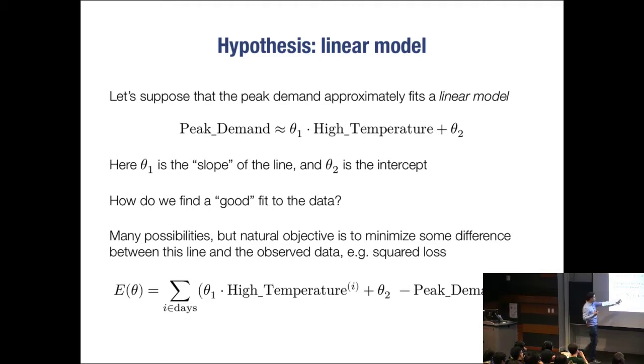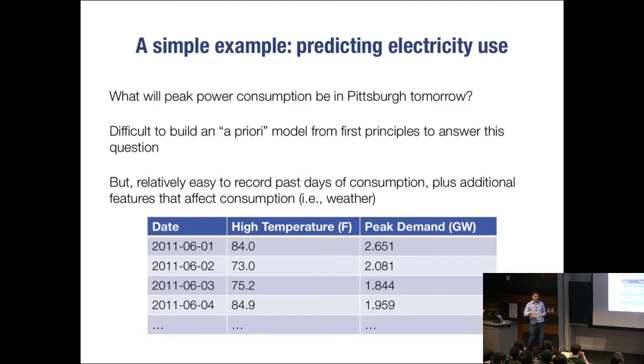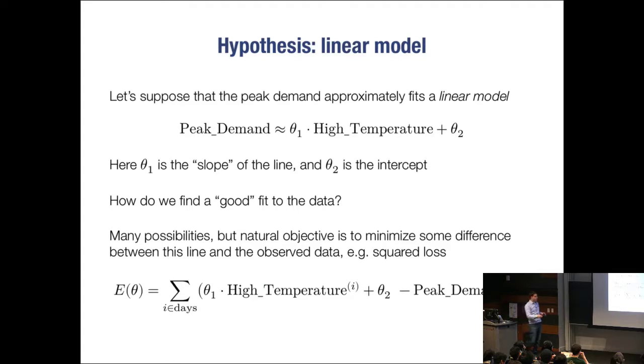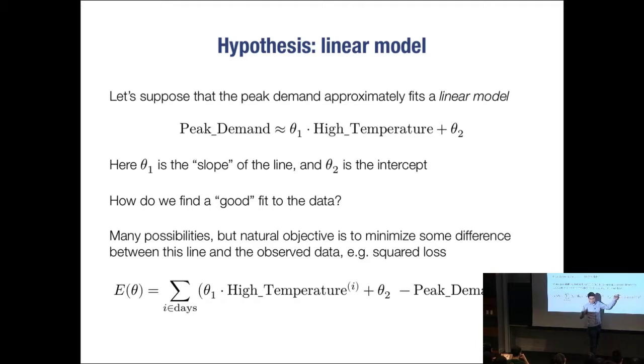So I'm going to sum over all the days. This means the days in our data set, by the way. This means days in our table of past days. So we're looking towards the past. And we're going to say, how good is this fit over the past? In other words, if I take the high temperature on that day, remember I sum over all the days, multiply by theta 1, add theta 2, and subtract the peak demand, then take this quantity and square it. If that quantity is big, it means we're not doing a great job of fitting the data. If it's small, it means we're doing a reasonable job of fitting the data.